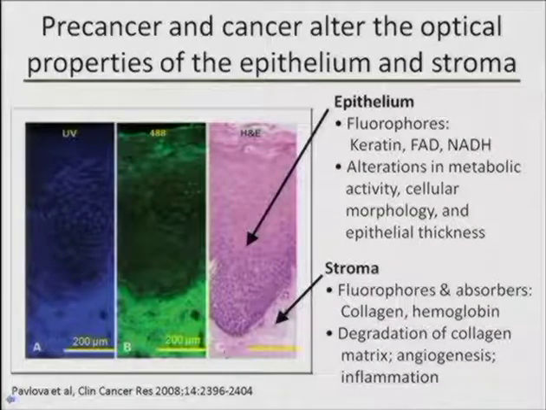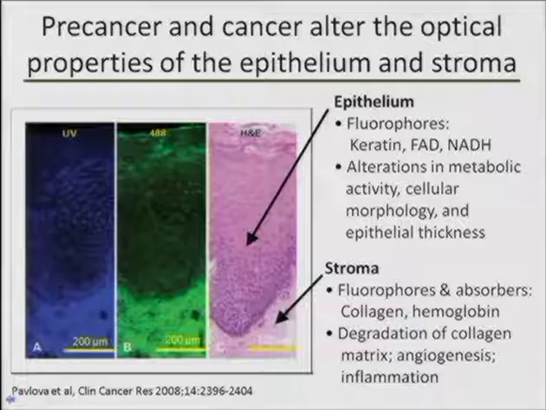So in many epithelial tissues, such as, for example, the oral mucosa or the cervix, the development and progression of precancer and cancer change the optical properties of the epithelium and the stroma in ways that we can measure non-invasively. In the epithelium, we have fluorophores such as NADH, FAD, and keratin, and we can have metabolic alterations that change the concentration and distribution of those fluorophores. We can have thickening of the epithelium and changes in cellular morphology, nuclear to cytoplasmic ratio, and so on.